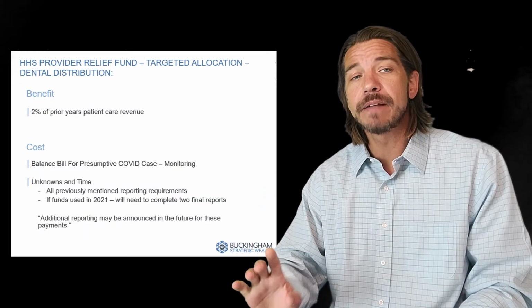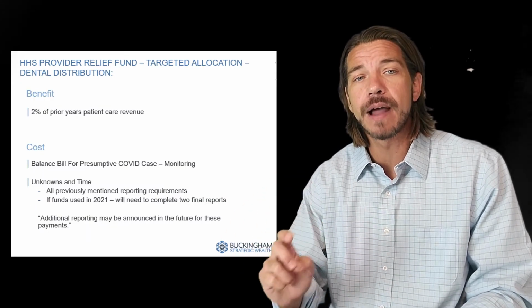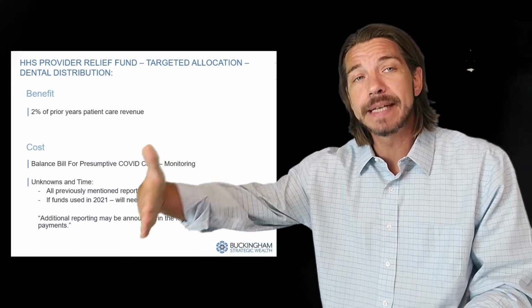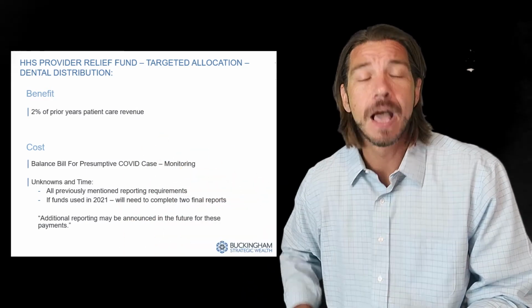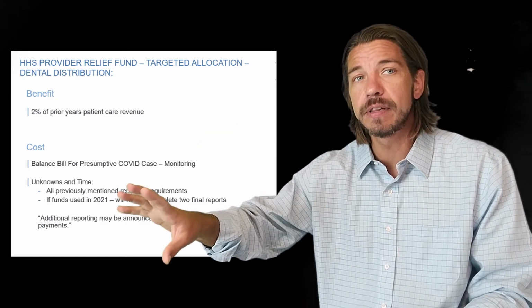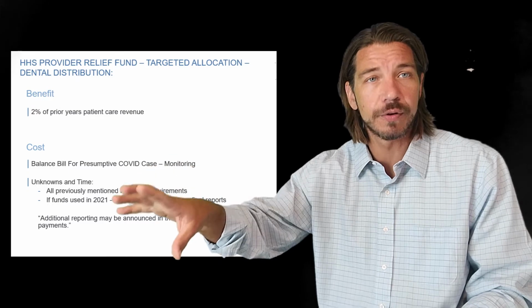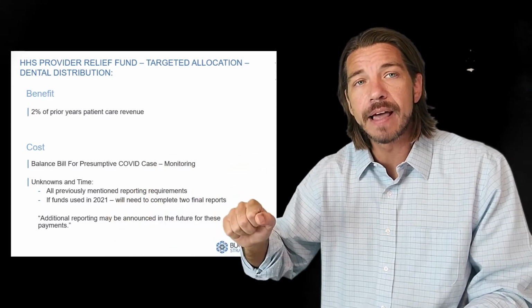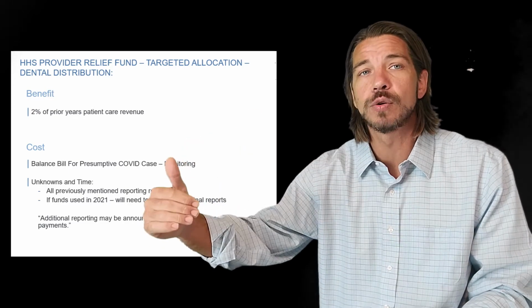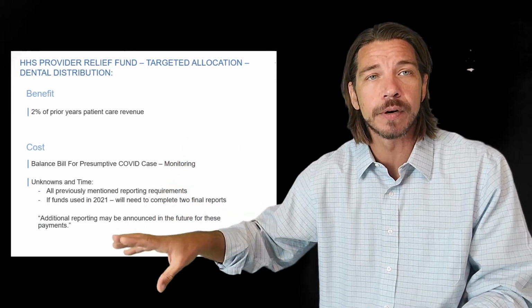So we know that the benefit is 2% of our prior year's patient revenue. In this phase 3, we might be able to get more than that 2%. Your use of the funds are capped on the healthcare related expenses that we've incurred throughout COVID, as well as that revenue replacement from 2019 to 2020 on a quarter by quarter basis.